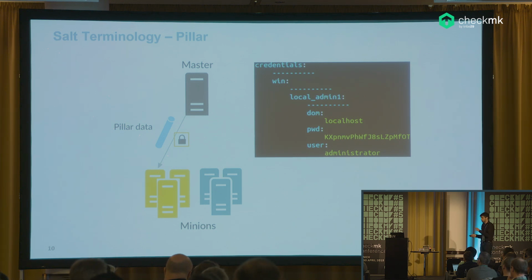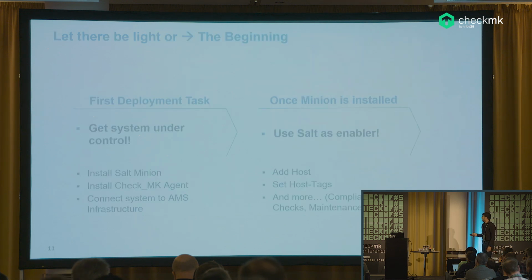Then there's pillar data. Within these pillars, you find all the variables. It could be credentials as well, because they are encrypted, and they're never available at runtime on the minion. It could be a credential, as I said, or other variables, like the Checkmk version, maybe, that you want to roll out.